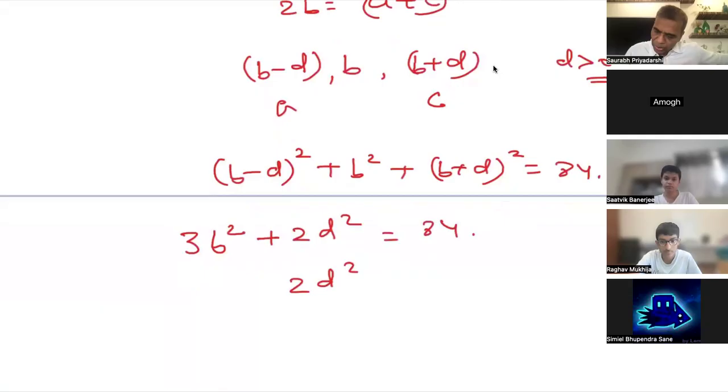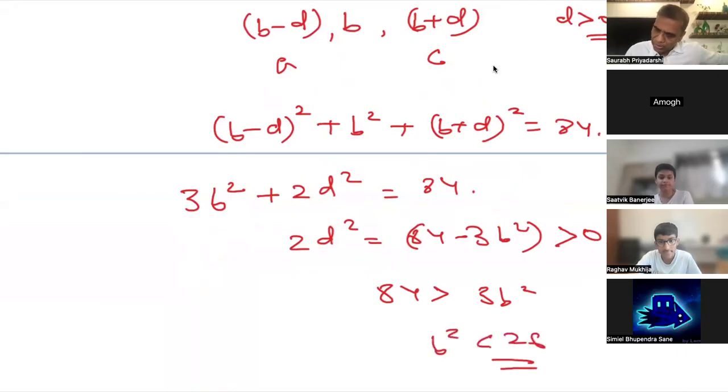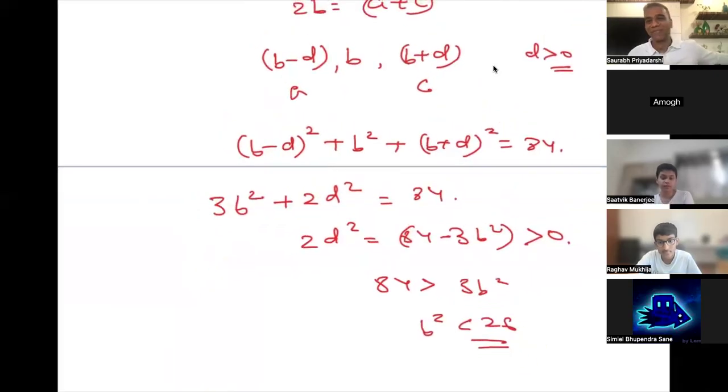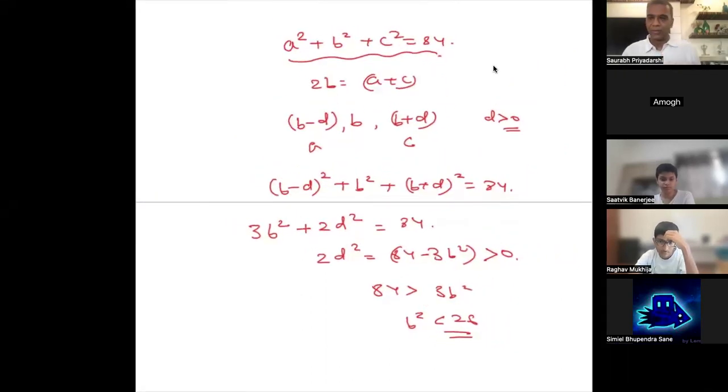So 2D square is equal to 84 minus 3B square. That must be greater than 0. So B square is less than 28. Directly you are getting this. Direct answer is coming. So you can note down both the solutions. If you have to do it with the quadratic, then it's okay. Or with sequence and series, this would be good.